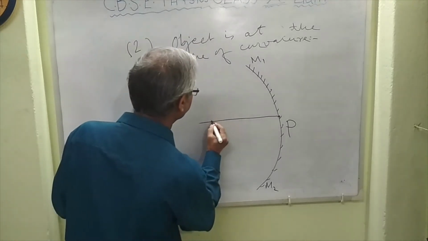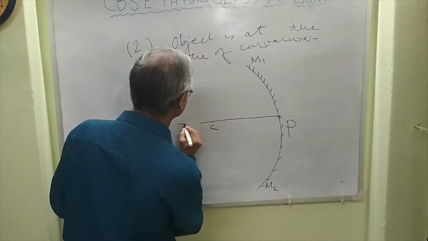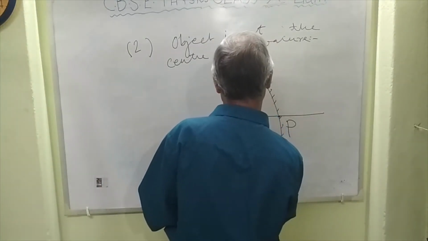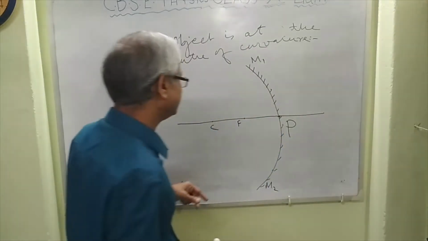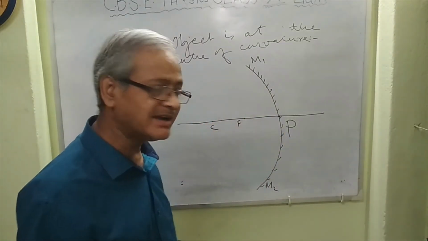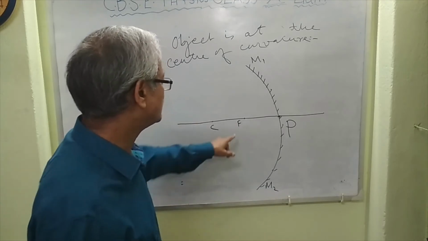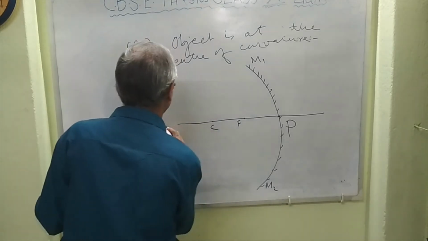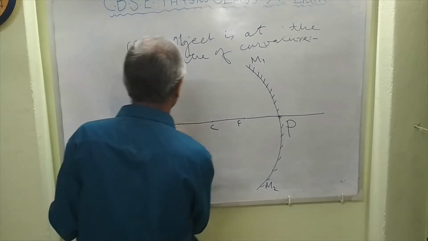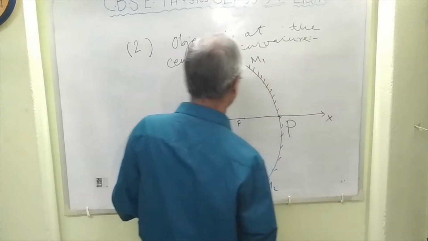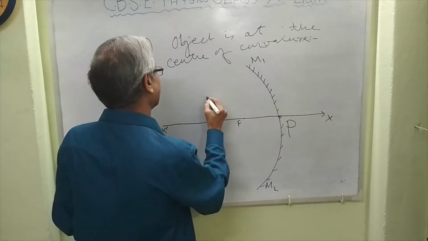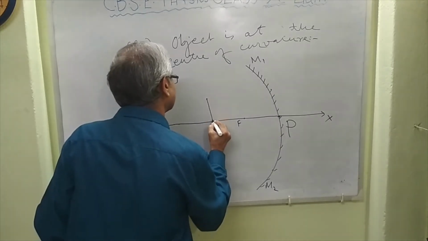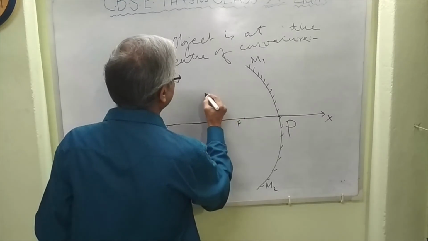This is C, and if this is F, that is the midpoint of CP. We will prove later that the radius of curvature R is equal to 2 times the focal length of the concave mirror. This is the principal axis, X prime X. Here the object is situated at C, that is the center of curvature. Write OC.